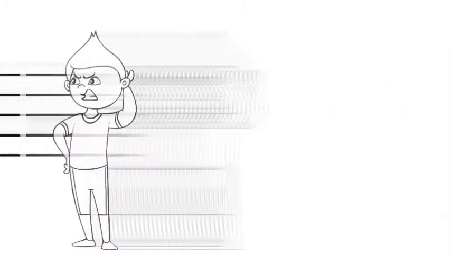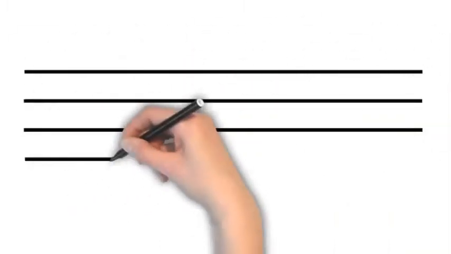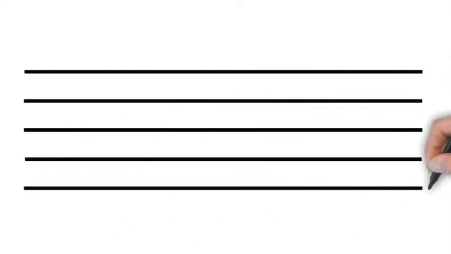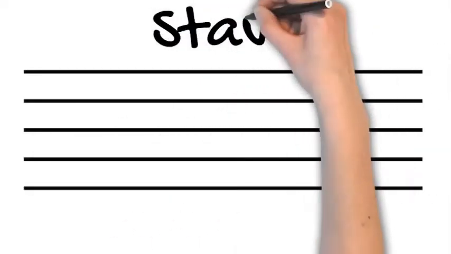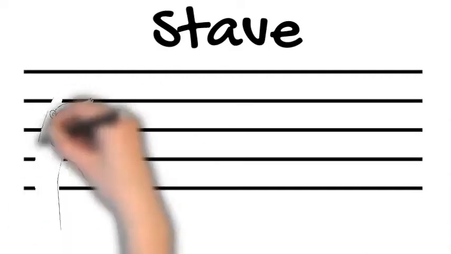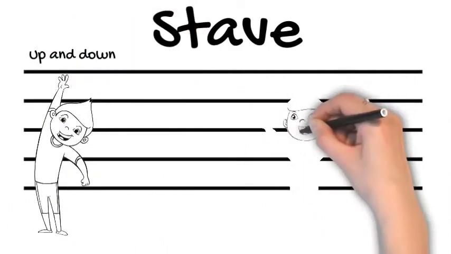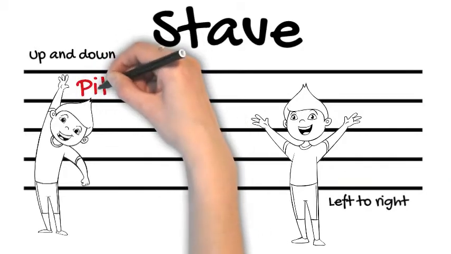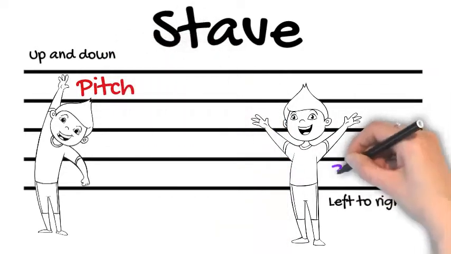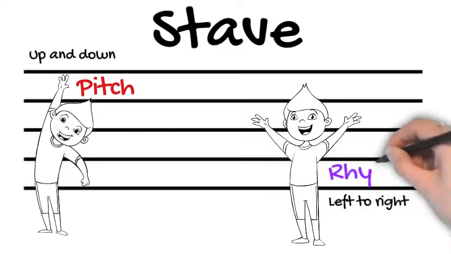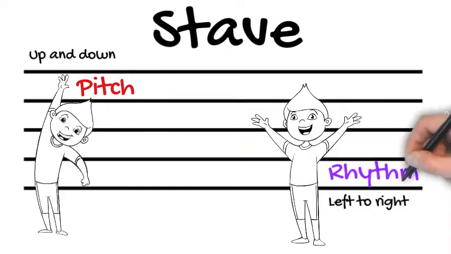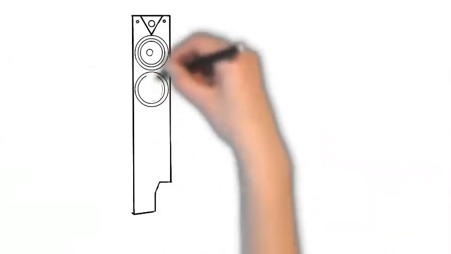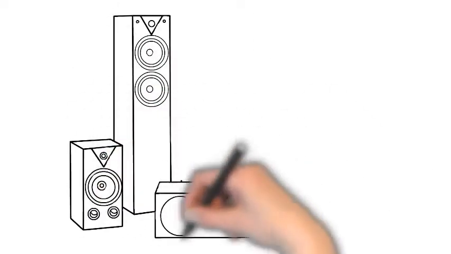Music is written on 5 parallel lines that go across the page. These 5 lines are called a stave, and a stave operates on 2 axes, up and down and left to right. The up and down axis tells the performer the pitch of the note, or what note to play, and the left to right axis tells the performer the rhythm of the note, or when and how long to play it.